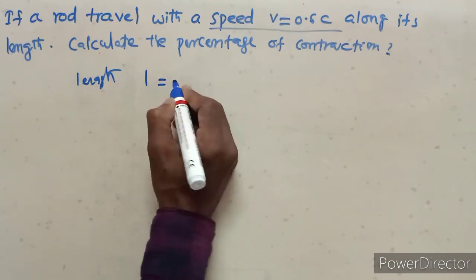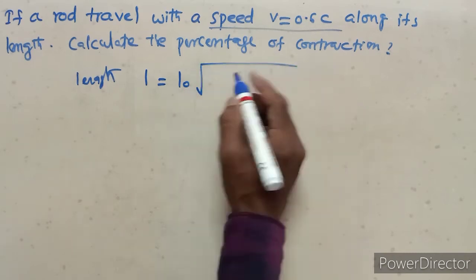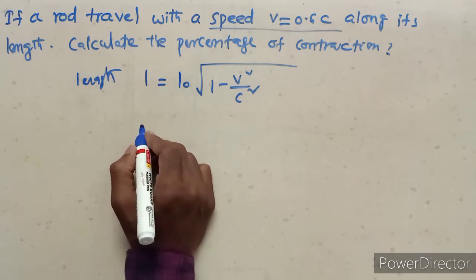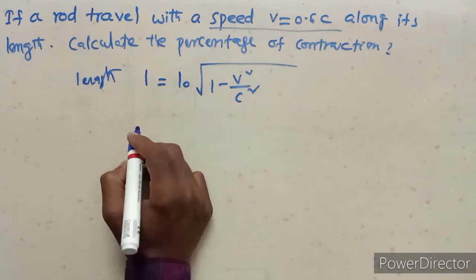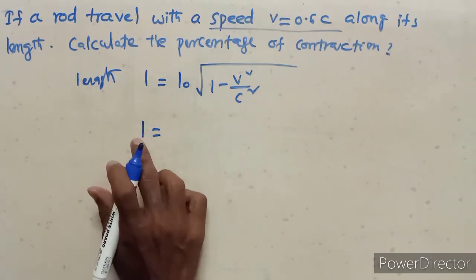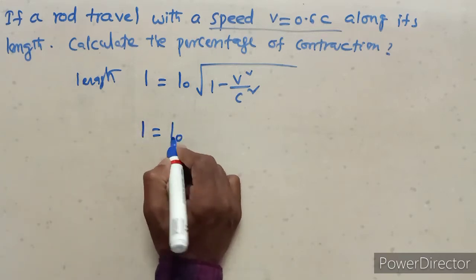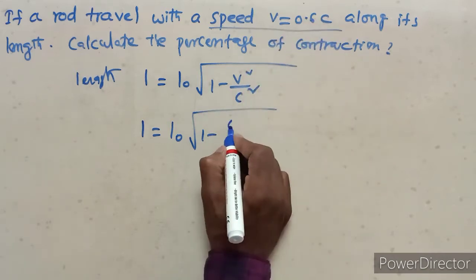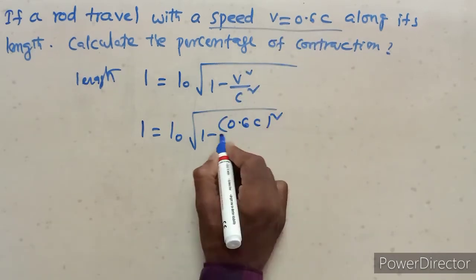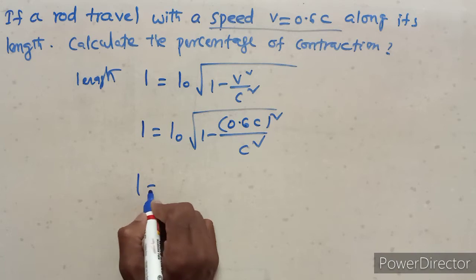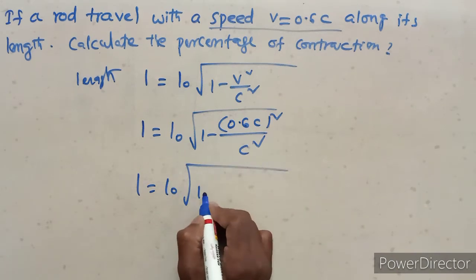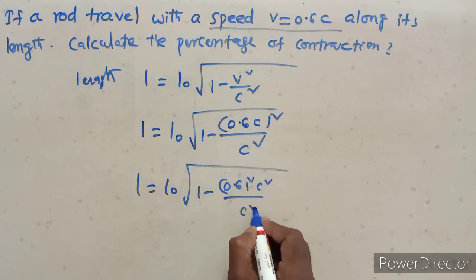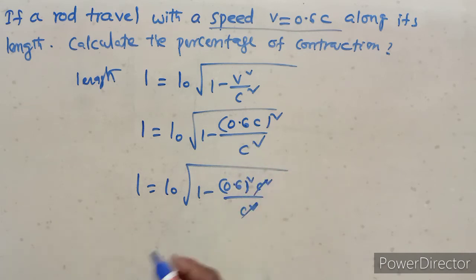Length contraction: L equals L naught under root 1 minus v square upon c square. Here v is 0.6 c, so L equals L naught under root 1 minus (0.6c) whole square upon c square. The c square cancels.